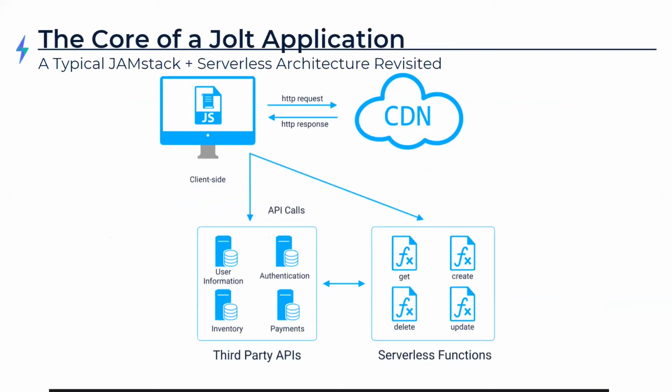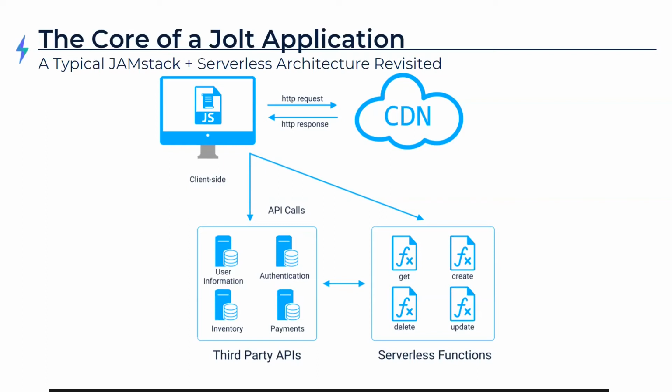So with this setup, static assets are requested from a CDN, and the computational tasks that would have been performed by a server are now handled by third-party APIs. Finally, any custom compute that you might need to perform outside of a client's browser, for instance, using a secret key to communicate with a third-party payment service, can be performed with serverless functions. So using this diagram as a jumping off point, let's walk through the core architecture of Jolt.